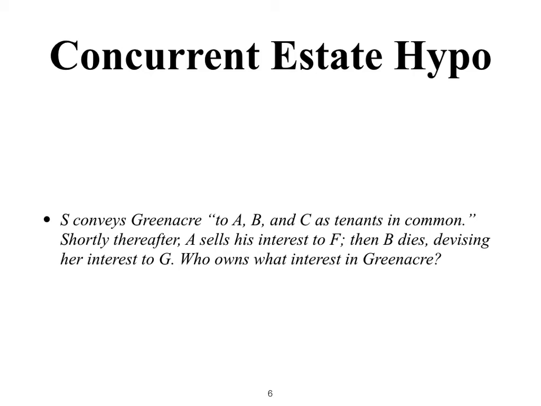So A transfers his interest to F, then B dies and devises her interest to G. So F and G take on A and B's interests, and C keeps their interest. So F, G, and C own their interest as tenants in common.